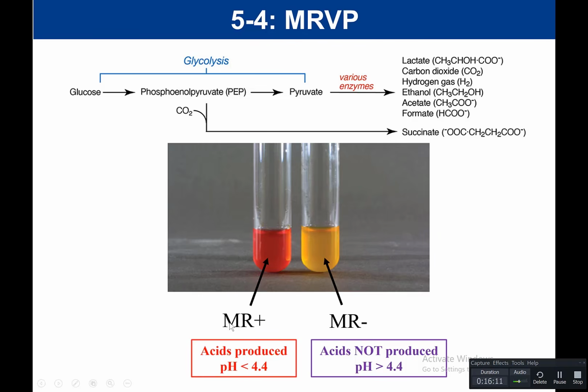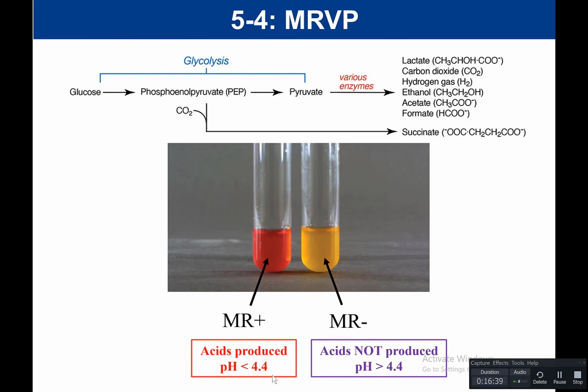So MR positive, right, your positive result in this case would be if it's pink red. And if it's pink red, that tells us that acids were produced and the pH was less than 4.4. So that would be MR positive. MR negative would be not pink red, or yellow, or broth color, or whatever other color you want to call it, but not pink red is the key.